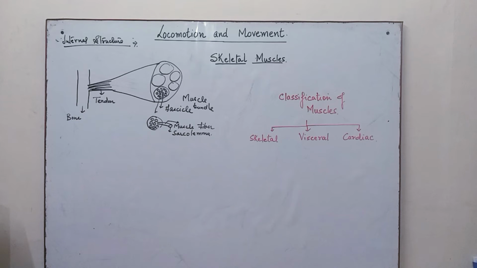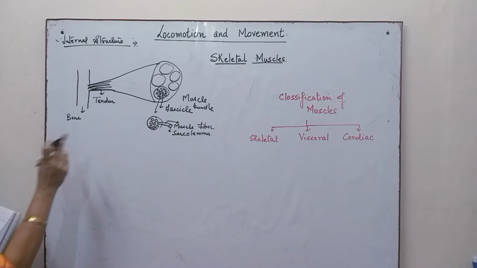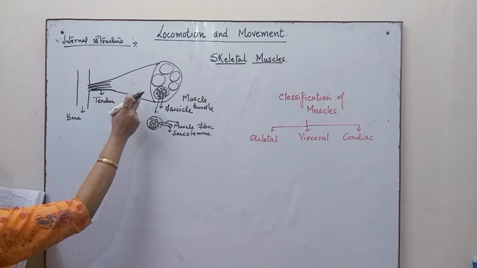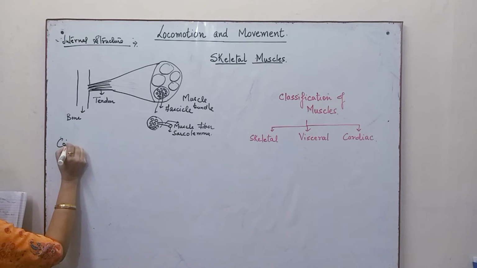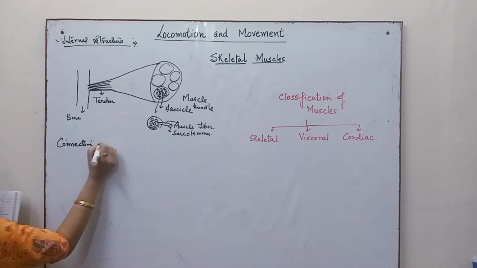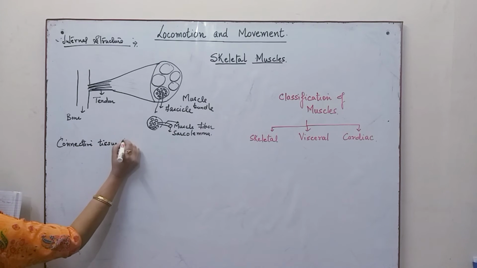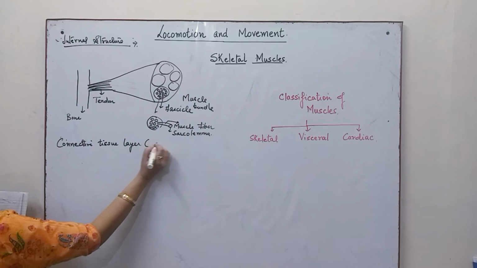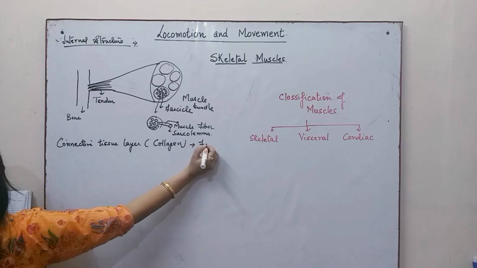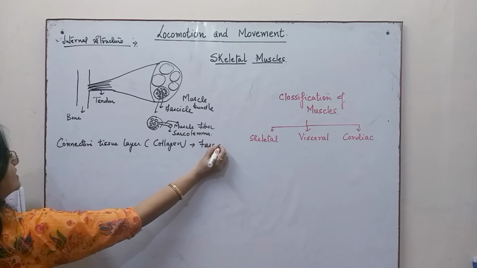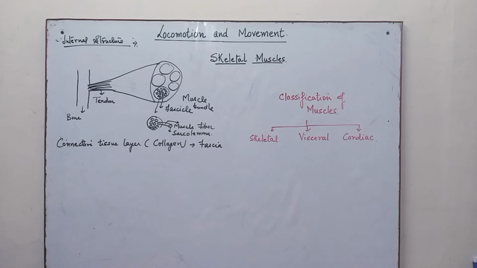Then these fascicles, or this muscle bundle, are held together by a common connective tissue layer which is made up of collagen, and this layer is known as fascia. So the collagen connective tissue layer, which is mainly made up of collagen, we call this layer fascia, and this layer keeps the bundles together.